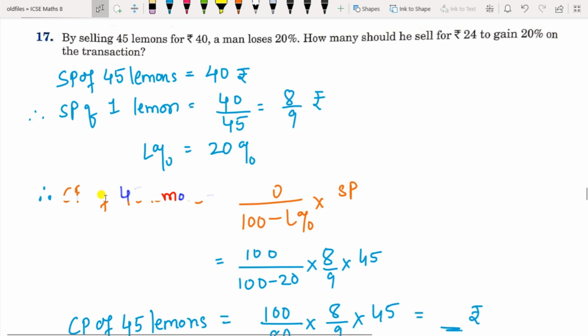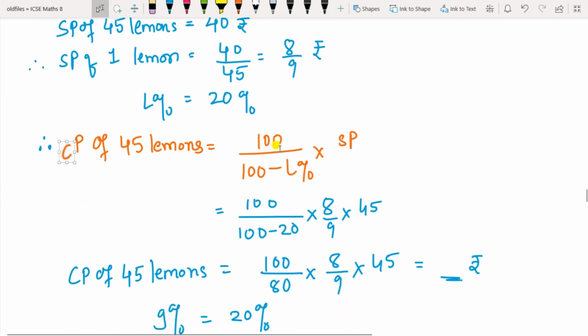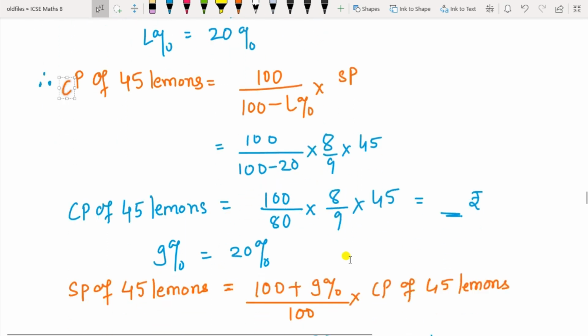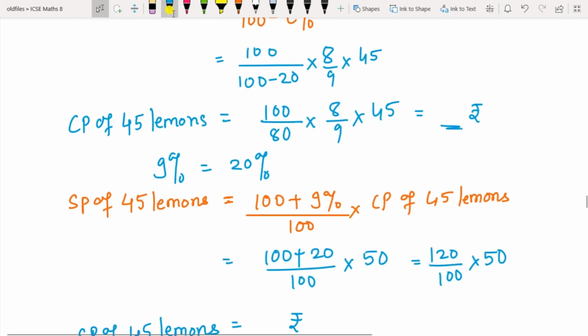So it is a loss of 20%. So the cost price of 45 lemons here is 100 upon 100 minus loss percent into SP. Now this is SP for 45 lemons, so you have to multiply it by 1 and then by 45. So it is 100 upon 100 minus 20 into SP of 1, which is 8 by 9, and multiply by 45 lemons. So that is the cost price of 45 lemons. After cancelling, you will get the cost price of 45 lemons as 50 rupees.